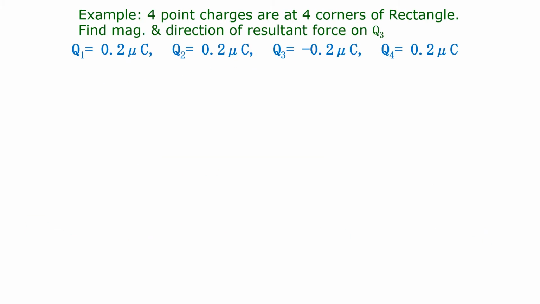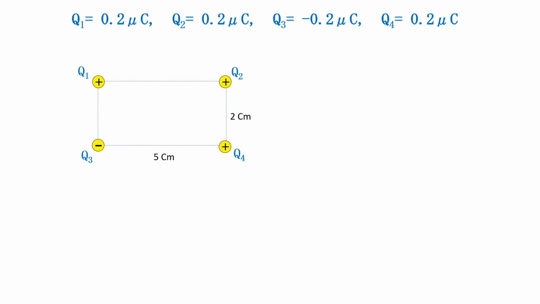Let us work out an example. Four point charges are at the four corners of a rectangle. Q1 is a positive charge, Q2 is a positive charge, Q3 is a negative charge, Q4 is a positive charge. We have to find out the magnitude and direction of the resultant force on Q3. The force on Q3 due to Q1 will be towards Q1. It is an attractive force.